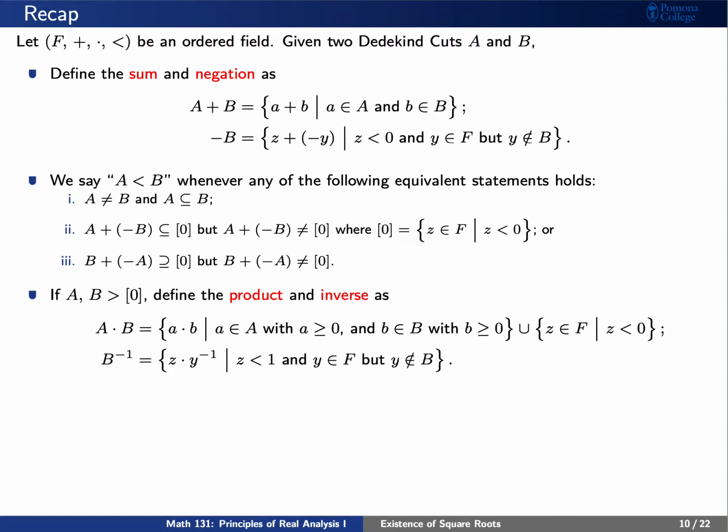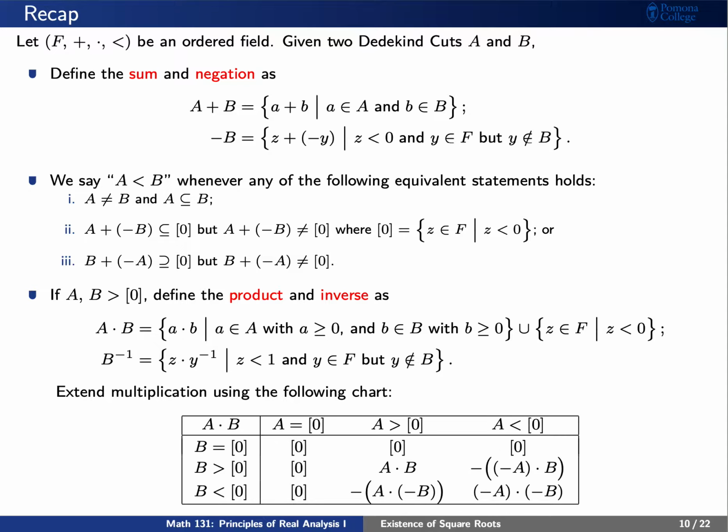Third, we'll define the product and inverse as follows, but first we only define these for positive sets A and B. That is, A and B that are greater than [0]. We'll then extend these to all of the other cases by essentially using the trichotomy law.